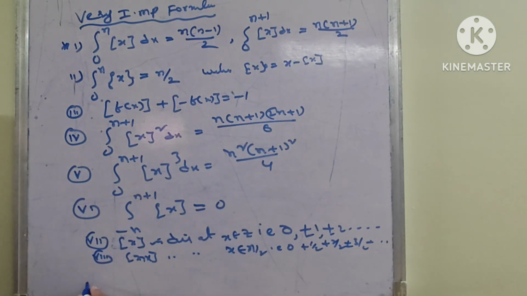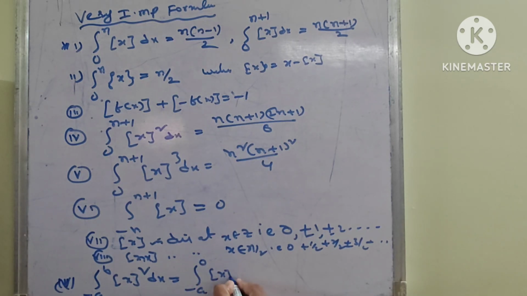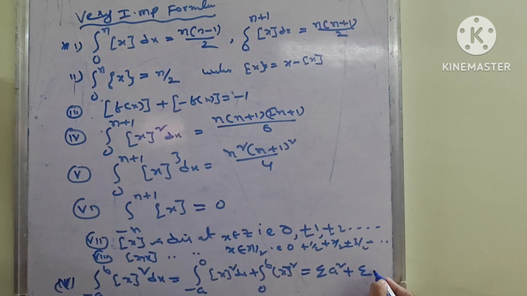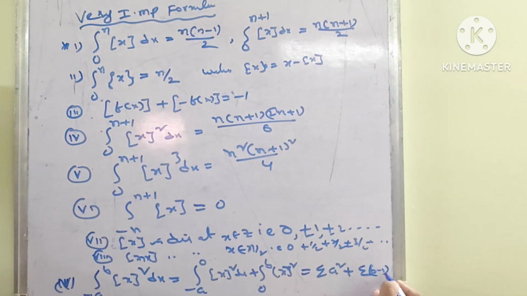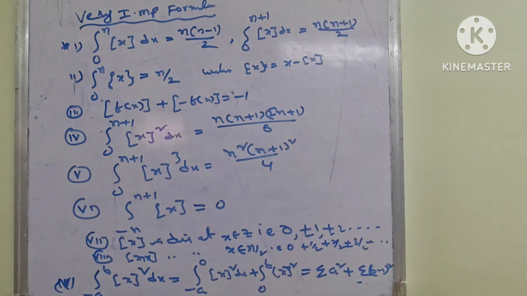Ninth one: integral from minus a to b of integral part of x square dx. That is integral from minus a to 0 of integral part of x square dx plus integral from 0 to b of integral part of x square dx. That means summation of a square plus summation of b minus 1 whole square. So this is the most important formula.